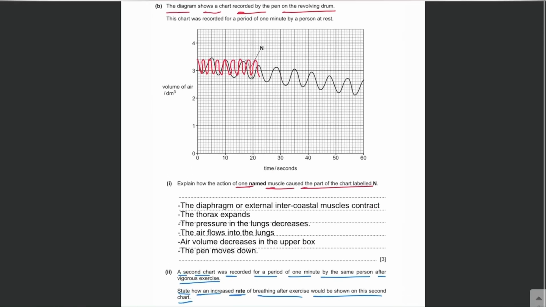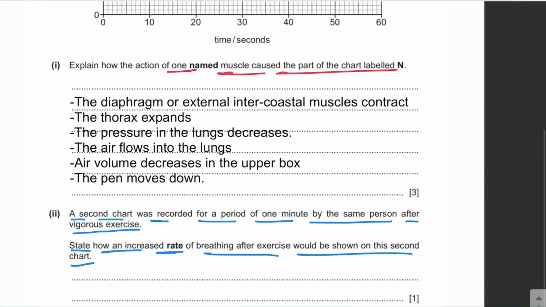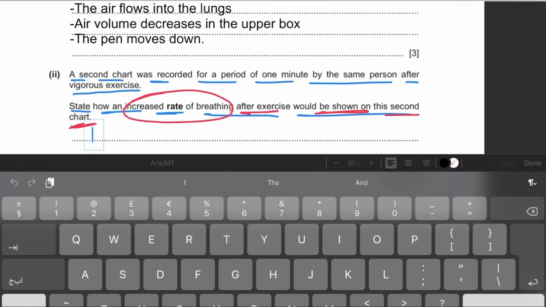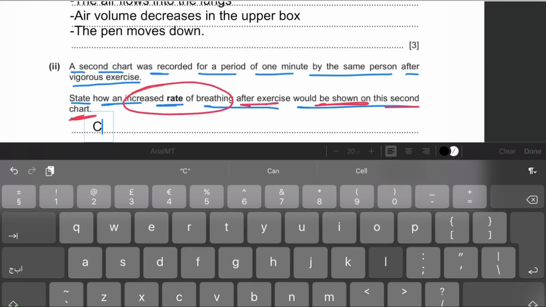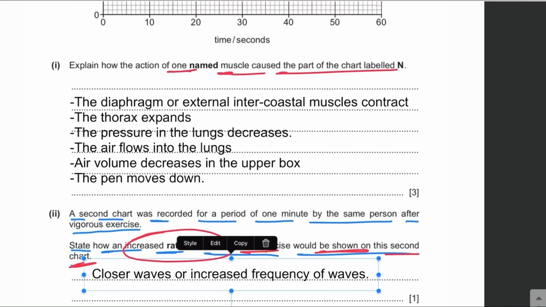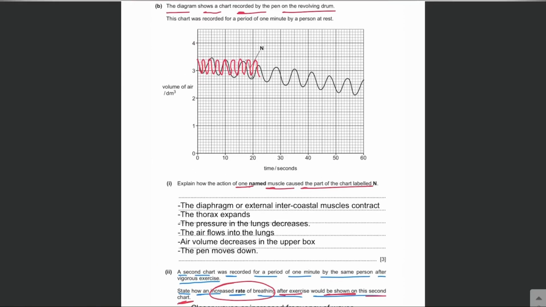So what will we write over here? State how an increased rate of breathing after exercise would be shown on this second chart. So we will simply write closer waves or increased frequency of waves. So guys, we are done with this question. We will now move on to the next question.